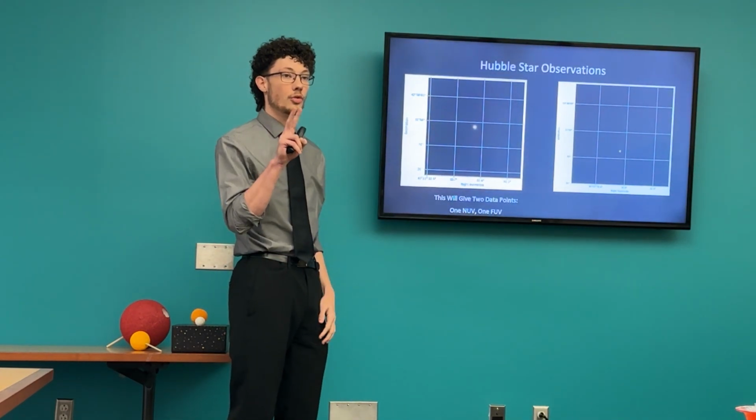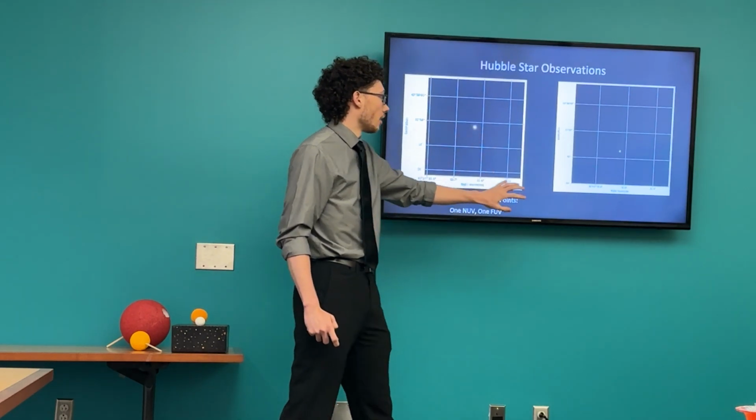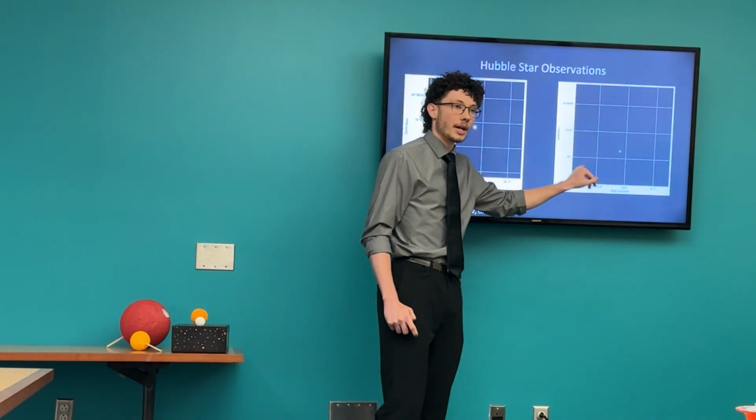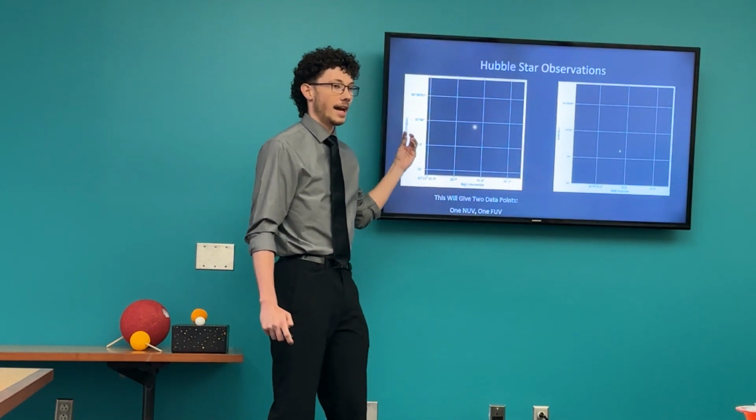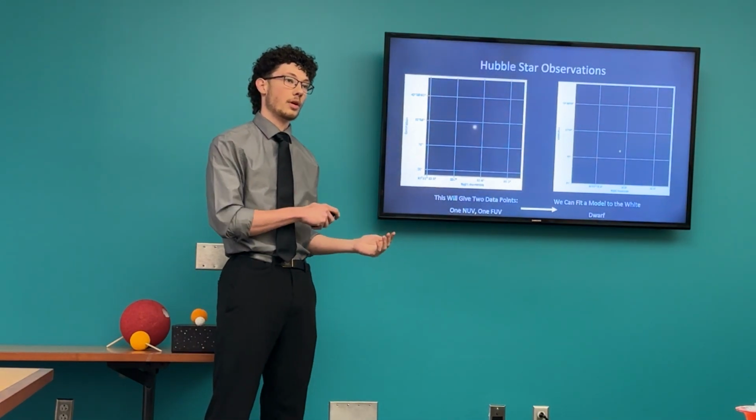And so this will give us 2 points. One in our near UV, which is right here, and then one in our far UV, which is here, and it's a little bit harder to detect as we get to that higher energy. And so with this, we can try to fit a model to our white dwarf.